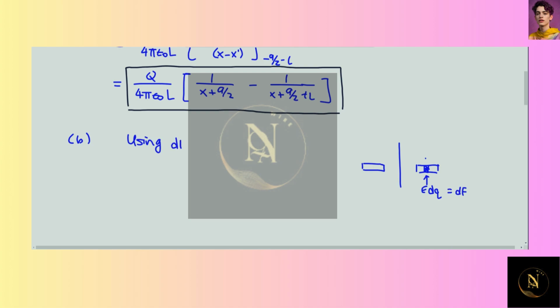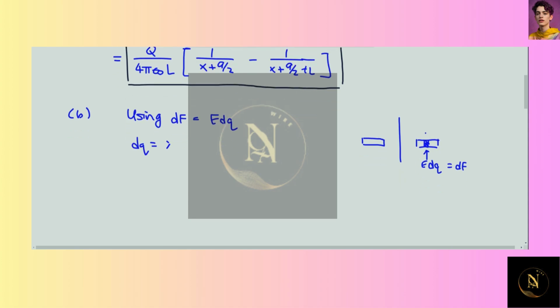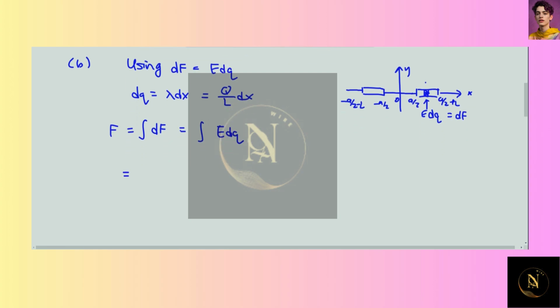Okay, so dF is equal to E dq, and dq is still lambda dx, which is Q over L dx. The integration limits this time, we integrate the positive side, it makes it easier. Right, so F is the integral of dF, which is E dq. The limits of integration are a over 2 to a over 2 plus L.